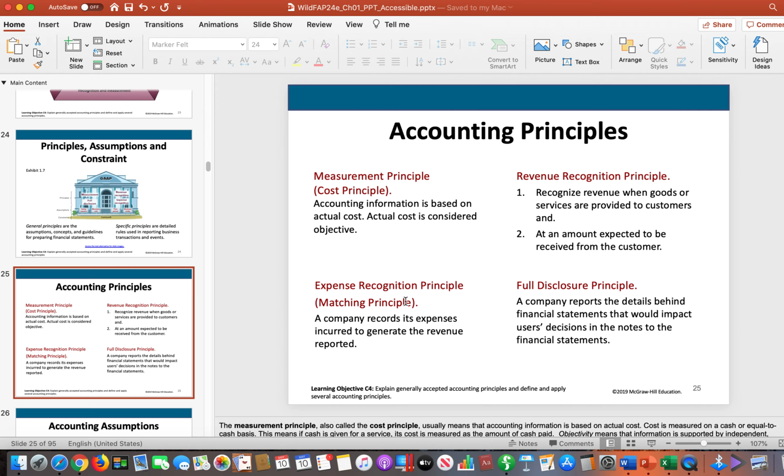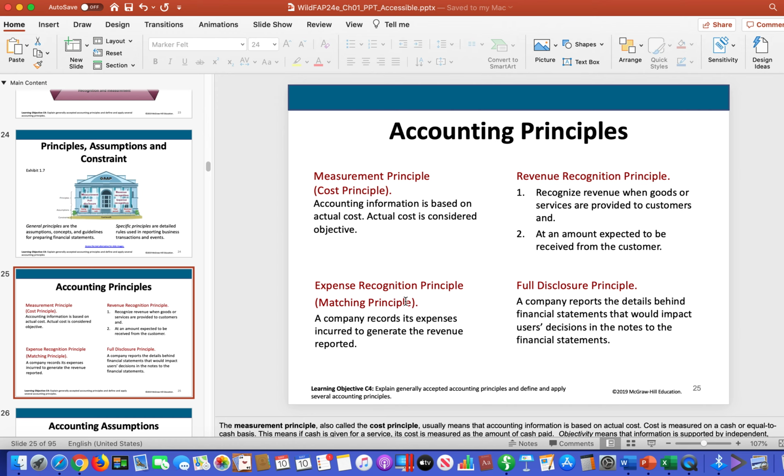So the matching principle says if you have sales in January, all the expenses that were necessary to generate those January sales, those expenses should also be included in January's reports. In other words, if you have revenue in January, you must record all the expenses for January that are necessary in order for you to generate that revenue.